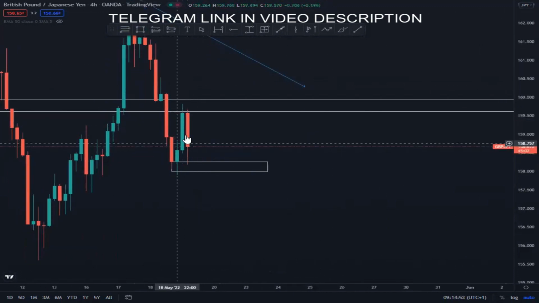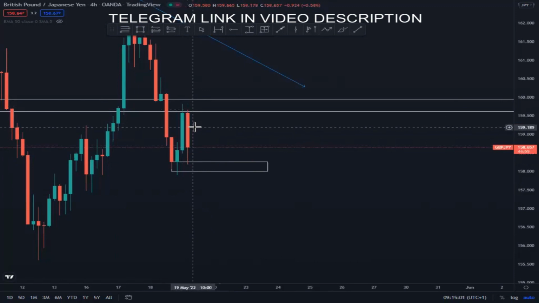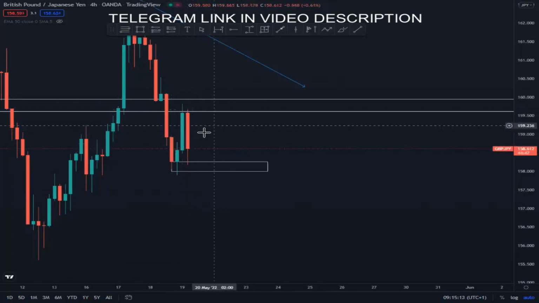So a simple pullback retest on the daily for a continuation to the downside. That was what I was looking at for the London session. We are still in London, but like pre-London, London Open. So I was looking for that continuation. There's no structure to work with yet.